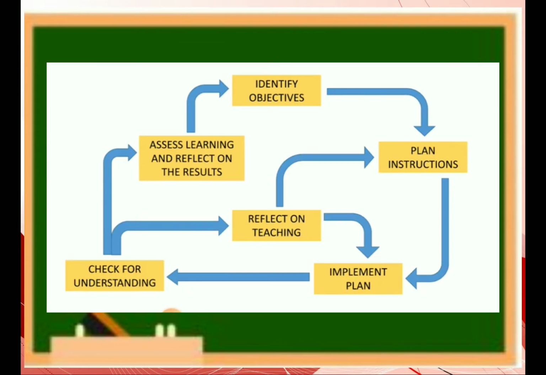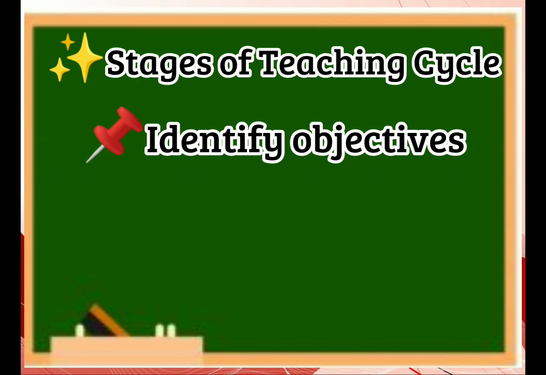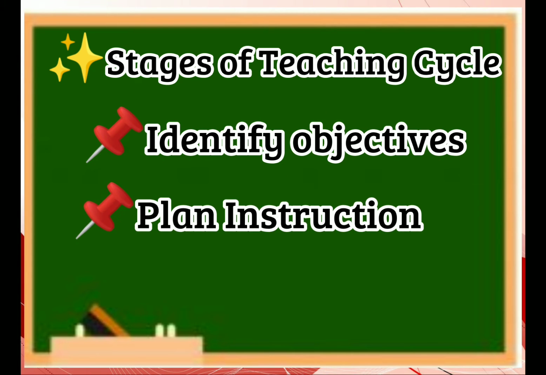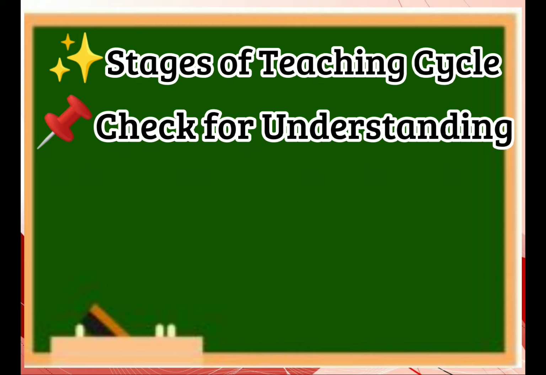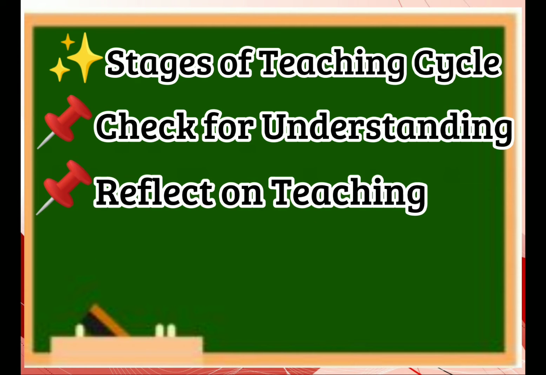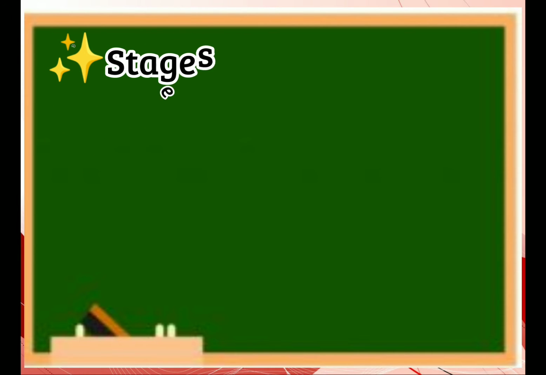There are many models of the teaching cycle that various educators have developed over the years. However, all models boil down to 6 common stages. First is to identify objectives. Second, plan instruction. Third, implement plan. Fourth, check for understanding. Fifth, reflect on teaching. And sixth, assess learning and reflect on results. Now, let us describe each stage of the teaching cycle.